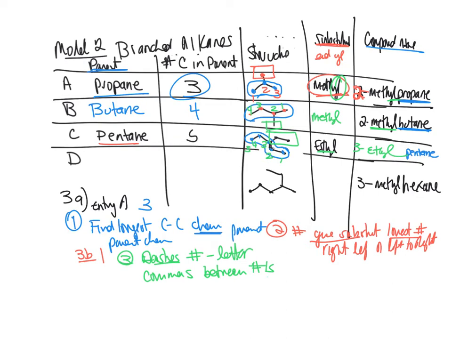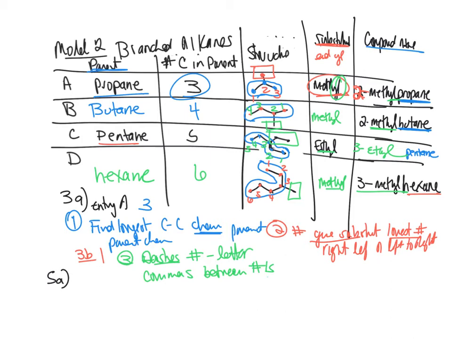Okay, the next one, hexane. See if we can find the longest one. 1, 2, 3, 4, 5, 6. So let's go ahead and circle that long chain. And then let's number it. 1, 2, 3, 4, 5, 6. And that is a methyl, 1 carbon, 3-methyl. And the parent you have 6, and it's called hexane. So we were able to fill in the chart. That's number 4.